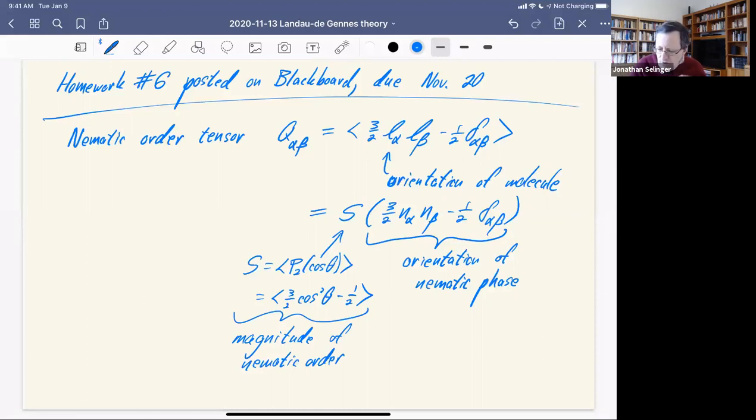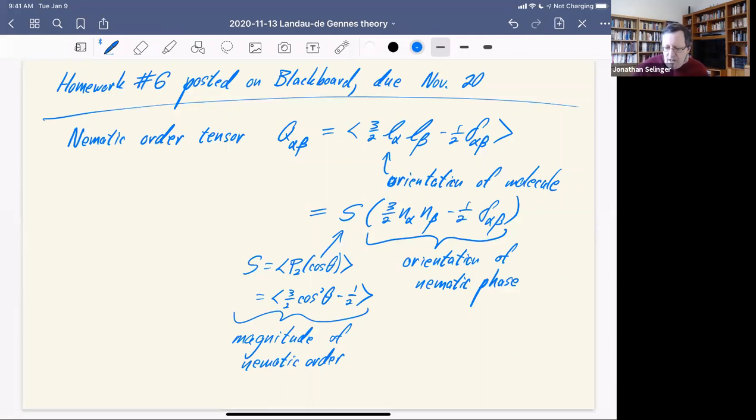So in homework number 6, which is now posted on Blackboard and is due in a week, you'll have the opportunity to practice with some simulation data. I'm giving you an example of some simulation data where you can see the orientation of about 1,000 molecules. And then you can calculate what the Q tensor is and determine whether a phase has nematic order or not.